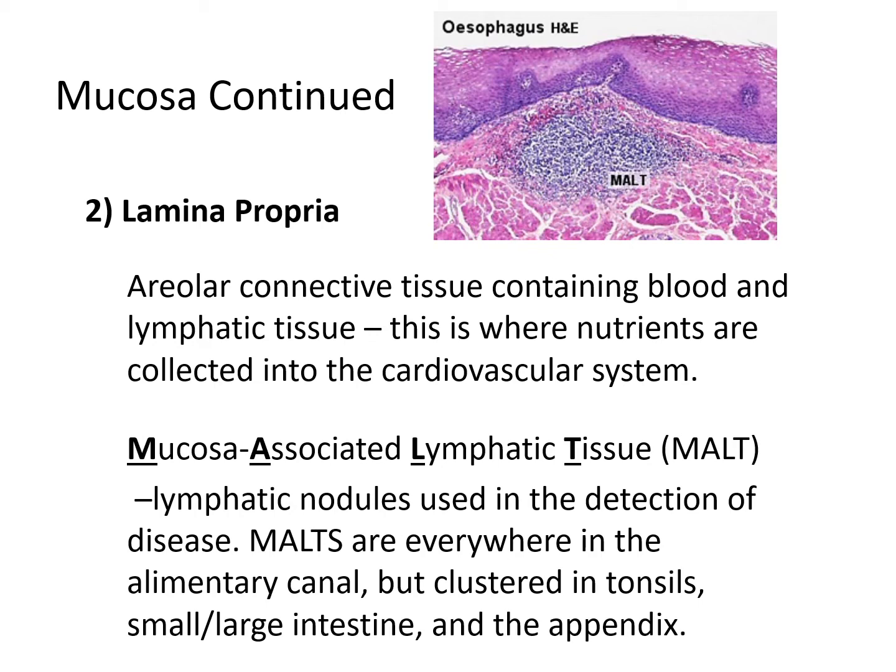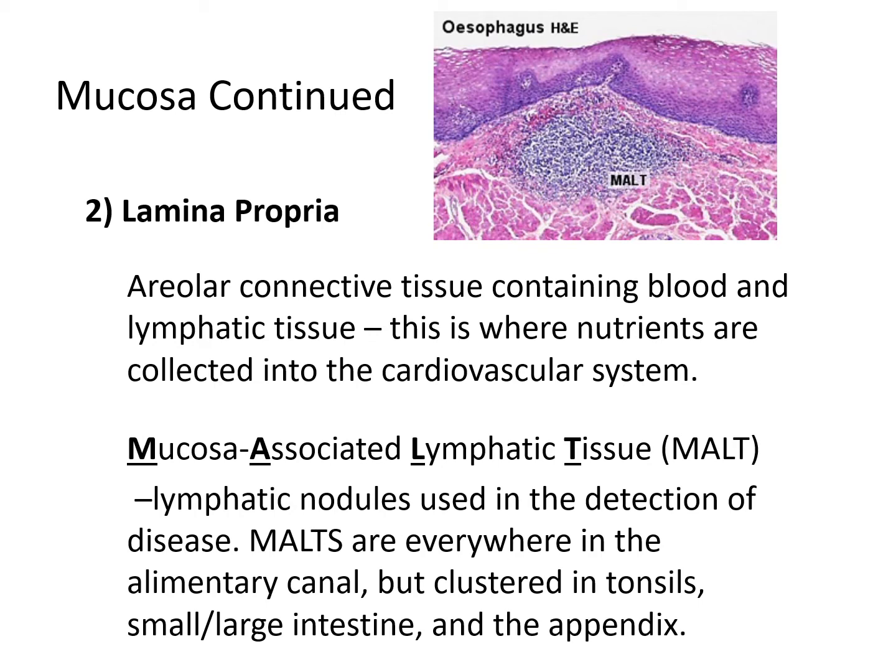Within this loose connective tissue, we have something known as mucosa-associated lymphatic tissues, or MALT. These consist of nodules of lymphatic tissue that will collect fluid and destroy any bacteria that might be present. So this MALT is associated with the immune system, and we'll talk about that a little bit later. We'll talk about that in Biology 105 as well, in microbiology.